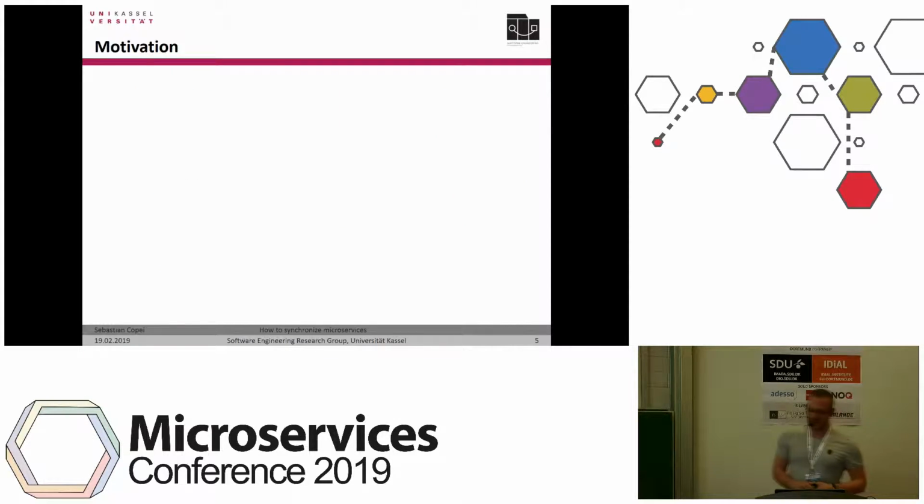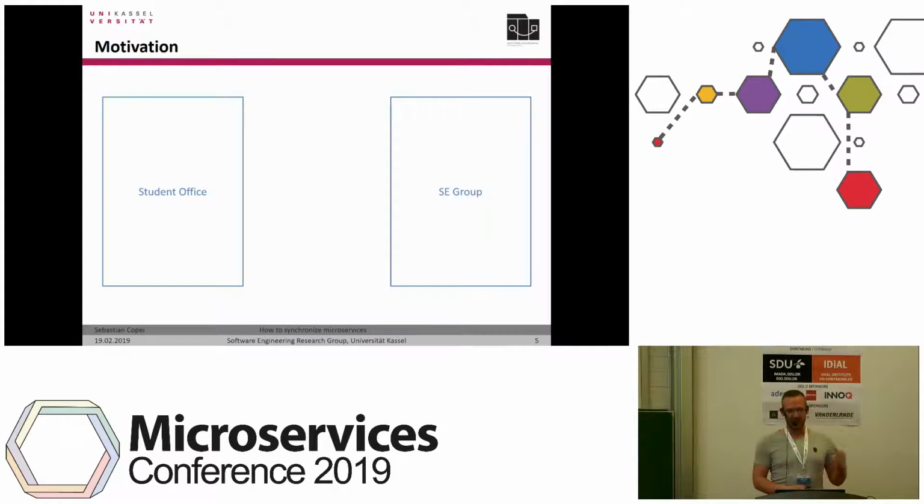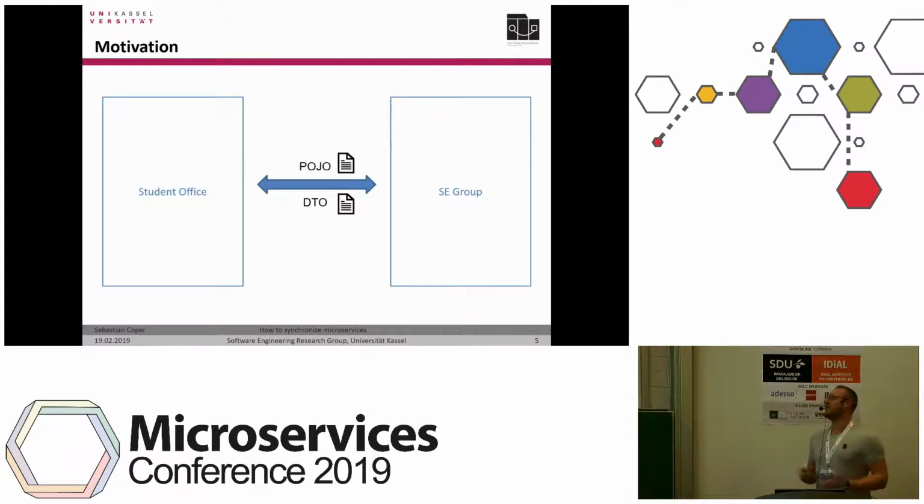So when we communicate, we have to synchronize data. An example: we have a student office and a department, our software engineering group, and they have to synchronize data like students and grades, maybe some assignments. The common way, or the actual way, is to do this with POJOs in the Java EE context, plain old Java objects, or in another way, DTOs, data transfer objects.